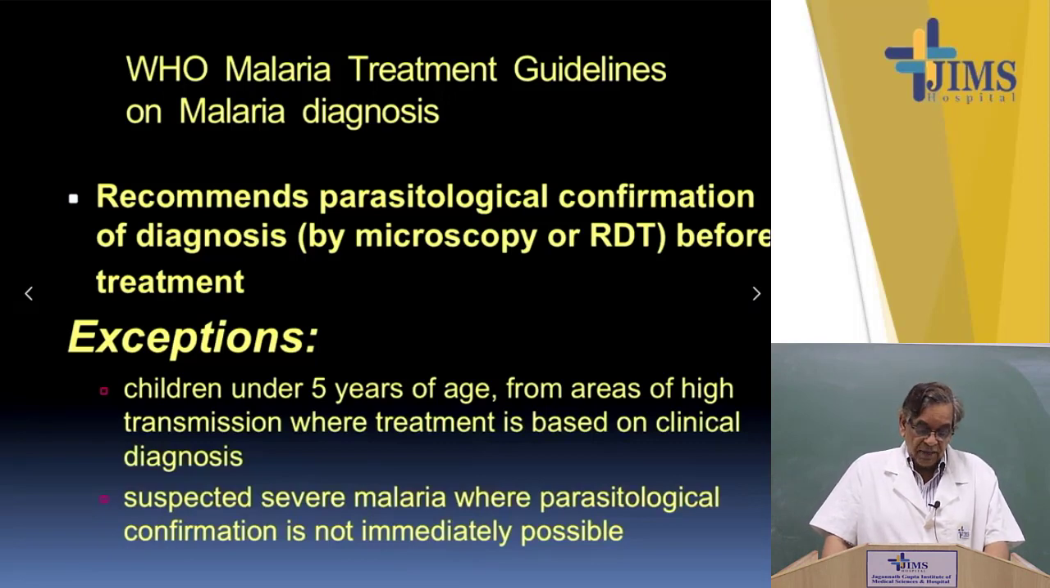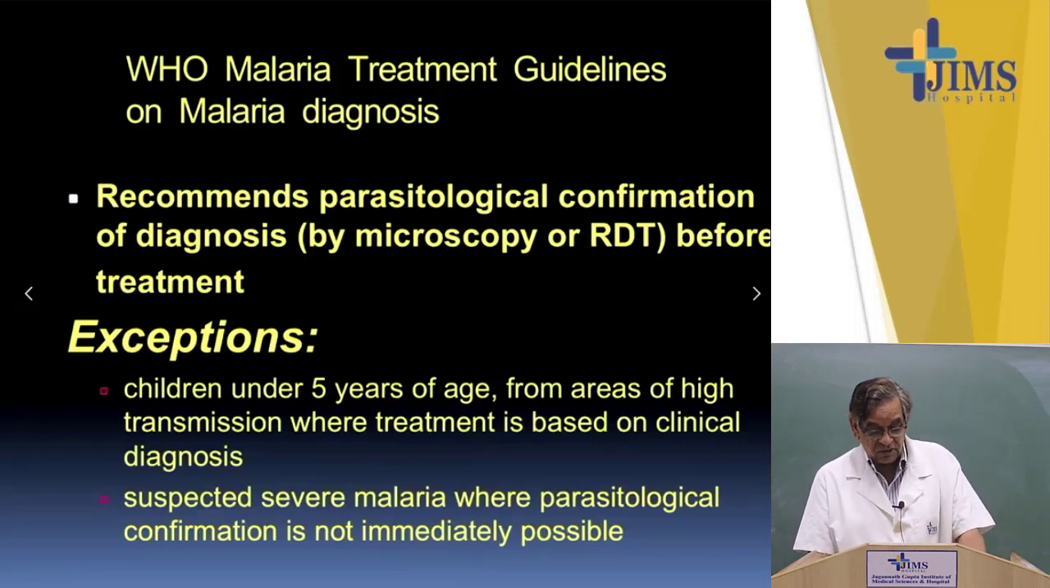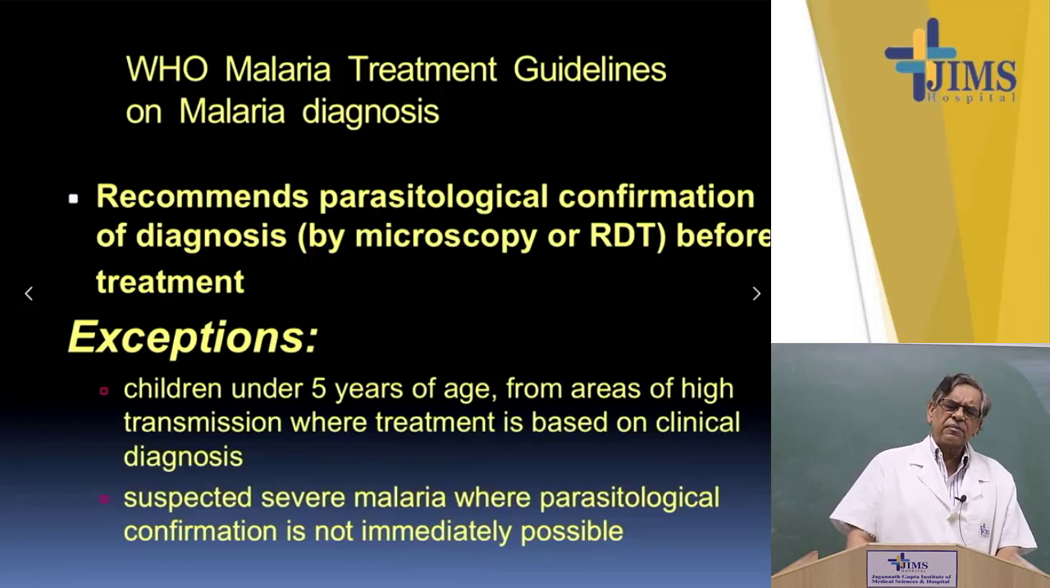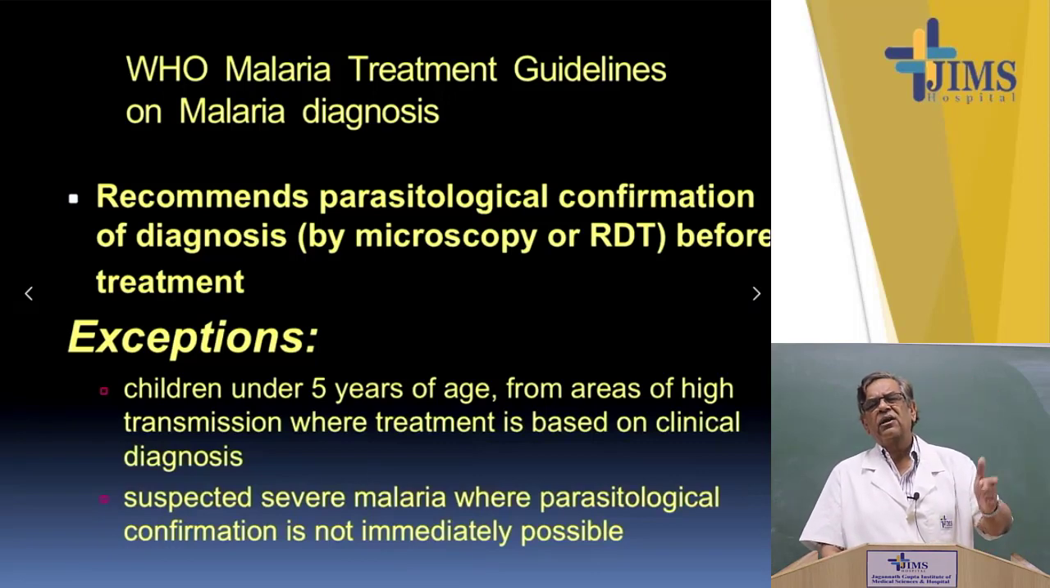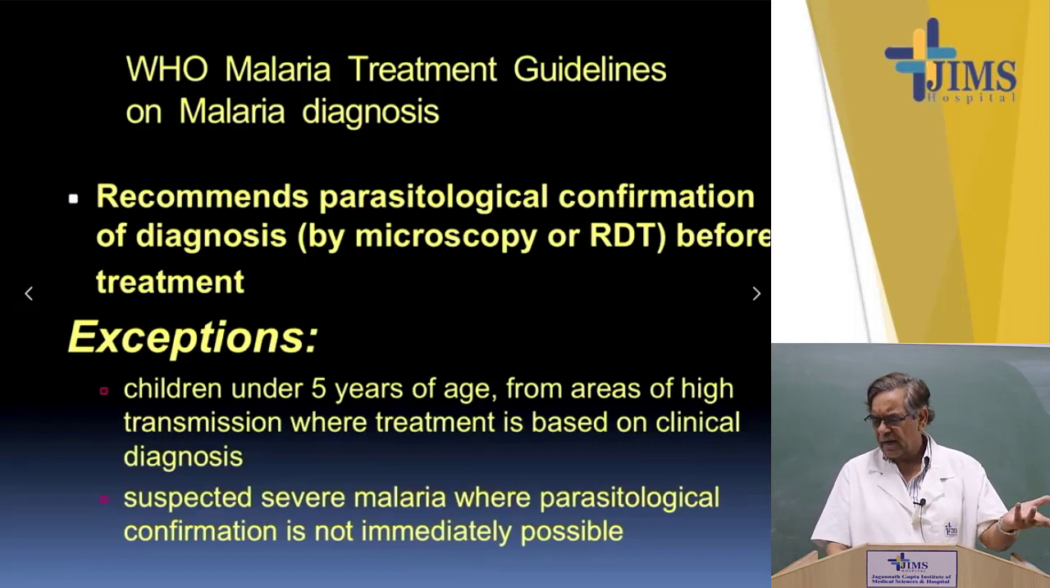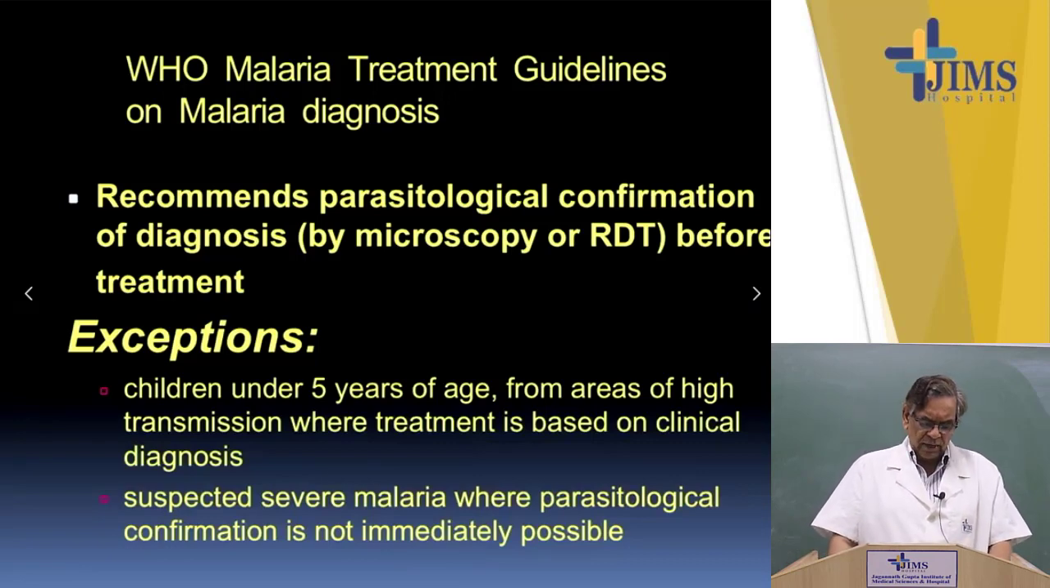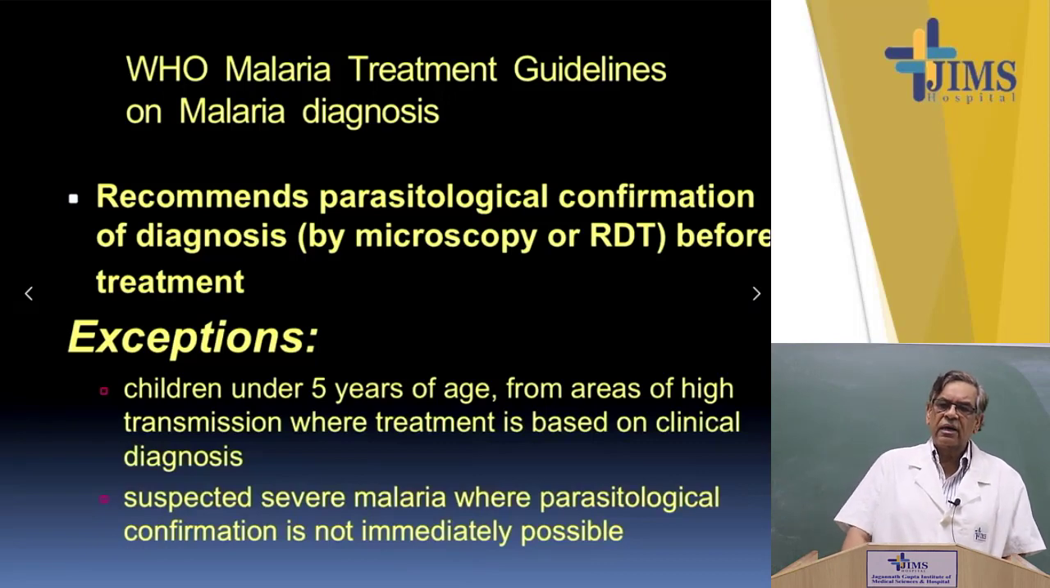But who are the exceptions? The exceptions are children under 5 years of age from areas of high transmission, where treatment is based on clinical diagnosis. You see, in very high transmission zones, in inaccessible, very remote places where there is no chance of getting your blood tested by RDT or microscopy, that's the place where you have to rely on clinical signs and symptoms. And suspected severe malaria where parasitological confirmation is not immediately possible. Those are the only 2 exceptions where we can give anti-malarial treatment.